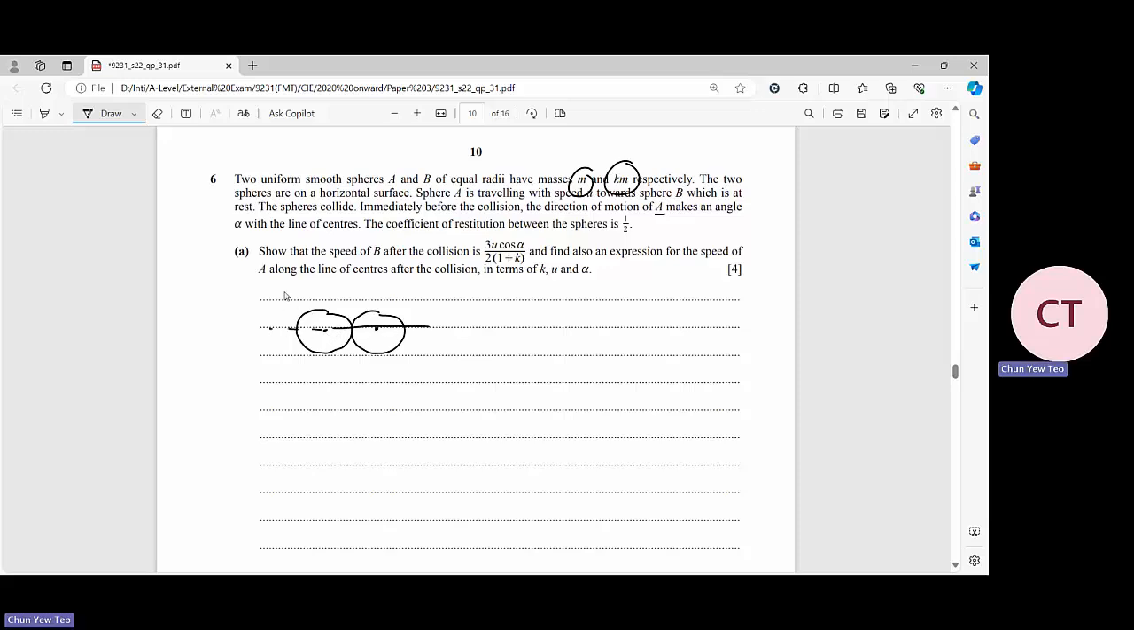So A is moving with the speed u, makes an angle alpha with the line of centres. So we have before and after. Okay, before and after.